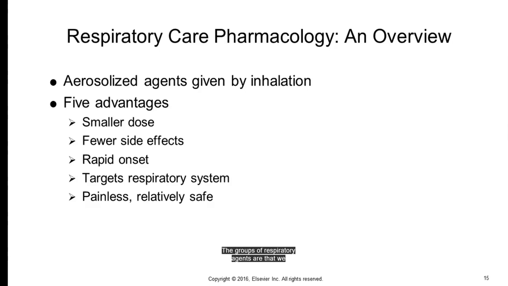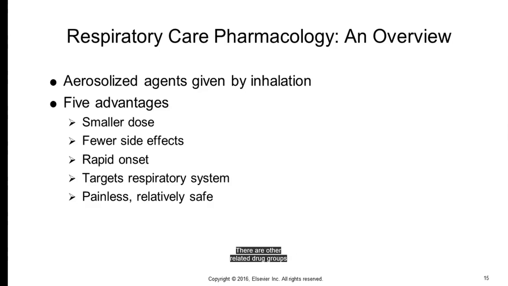The groups of respiratory agents that we will be discussing in future lectures are adrenergic agents such as albuterol or Ventolin, anticholinergic agents, including ipratropium bromide or Atrovent, mucoactive agents like acetylcysteine or Mucomyst, corticosteroids such as fluticasone or Flovent, and nonsteroidal antiasthma agents including Montelukast or Singulair.